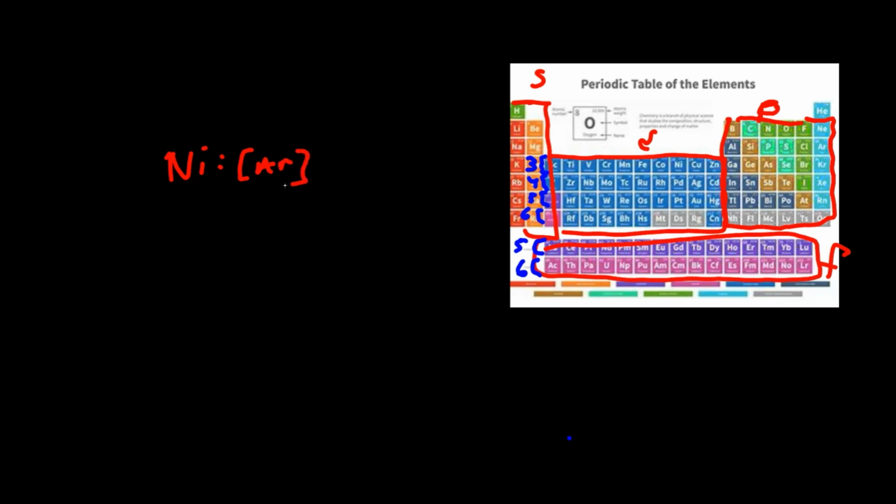And then we have a full 4s2. And then, instead of 4d, we have 3d. Now we just count how many electrons. In this case, it's going to be 8. 3d8. So this is the electron configuration for nickel. Now, I want you to try one of these on your own.